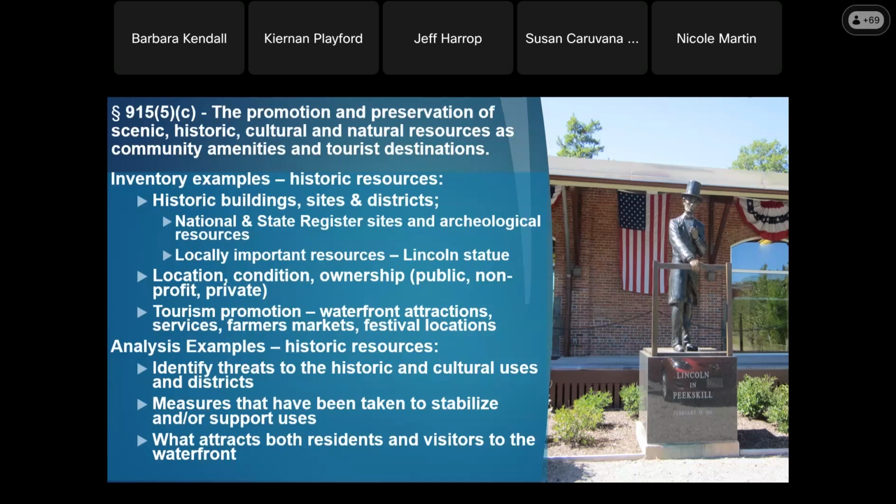Locally important sites, such as this statue of Abraham Lincoln in front of the Lincoln Depot Museum in the city of Peekskill. The statue commemorates a stop on the train at the Peekskill Freight Depot made by President Lincoln on February 19, 1861, where he gave a brief speech. Another thing would be the location, condition, and ownership of these resources and facilities that support tourism in the community, such as services, farmers markets, locations of festivals, and attractions.